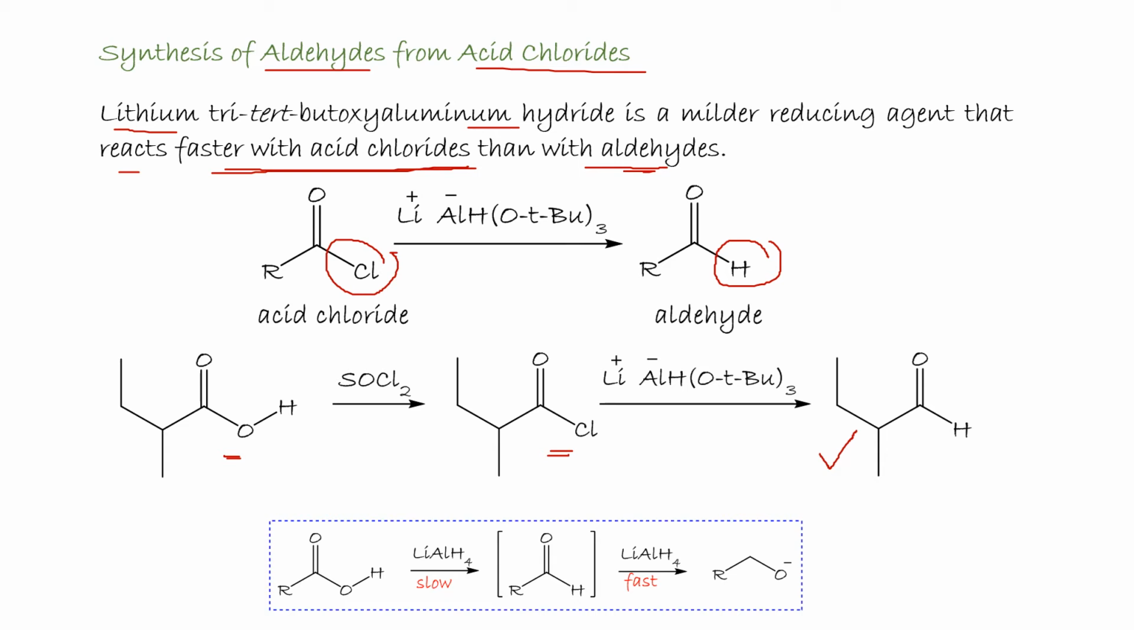If you use carboxylic acid and reduce that with lithium aluminum hydride, you get slow reduction to aldehyde but fast to an alcohol. So you always get alcohol as a product. But using lithium tri-tertiary butoxy aluminum hydride, you transfer from acid chloride to an aldehyde.